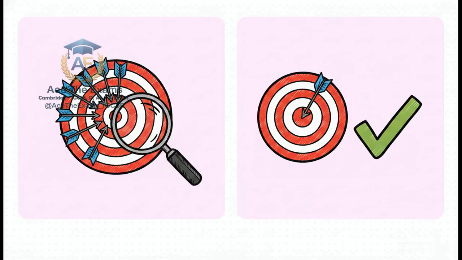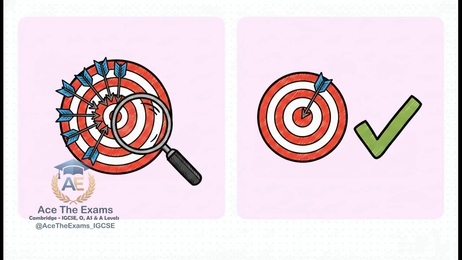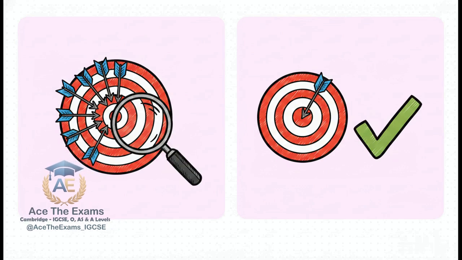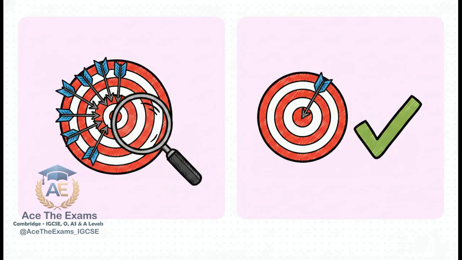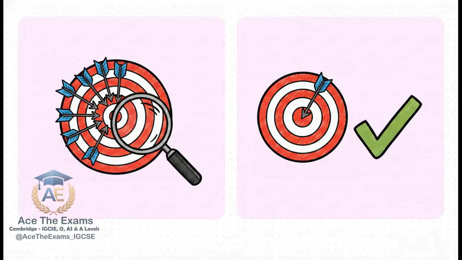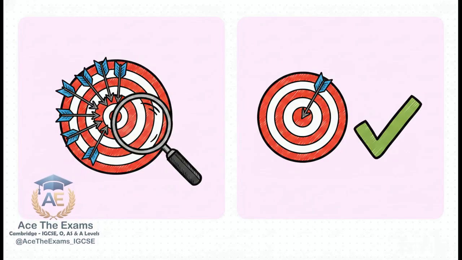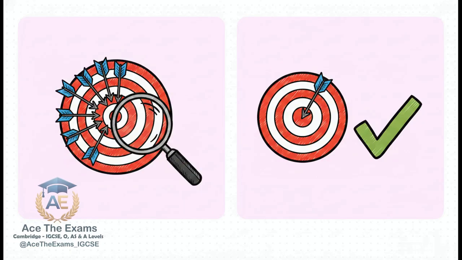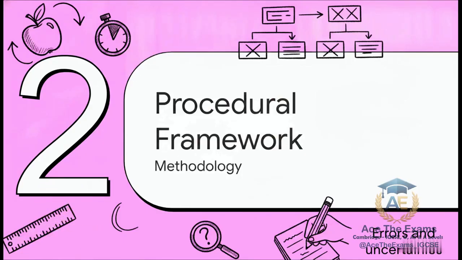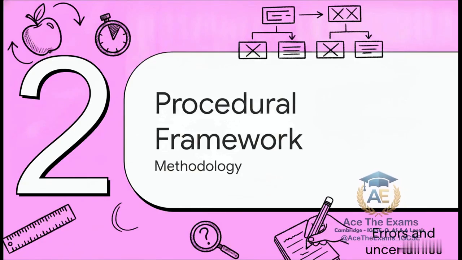Accuracy, on the other hand, is the closeness of your measurement to the actual true value, hitting that bullseye. Top-performing students can look at an experiment and clearly articulate whether it suffers from an accuracy problem, a precision problem, or maybe even both, and they use the correct terminology every single time. All right, now that those core definitions are locked in, let's move on to Section 2, the procedural framework.